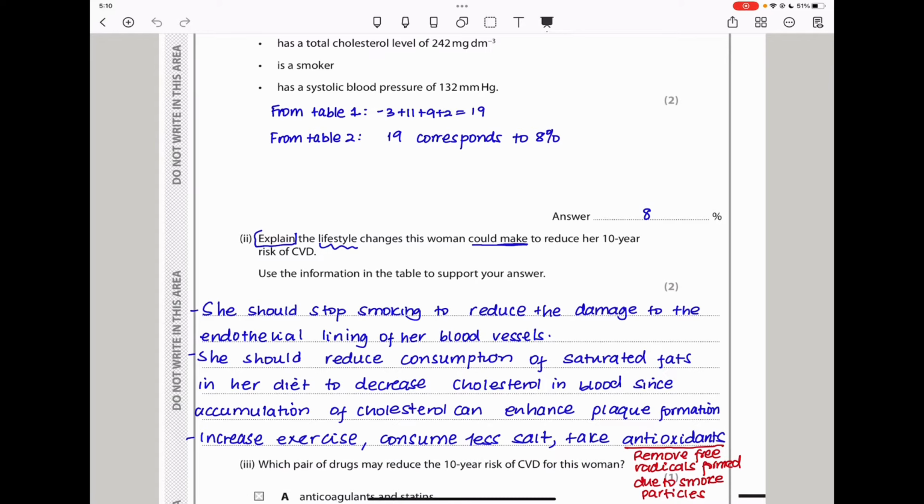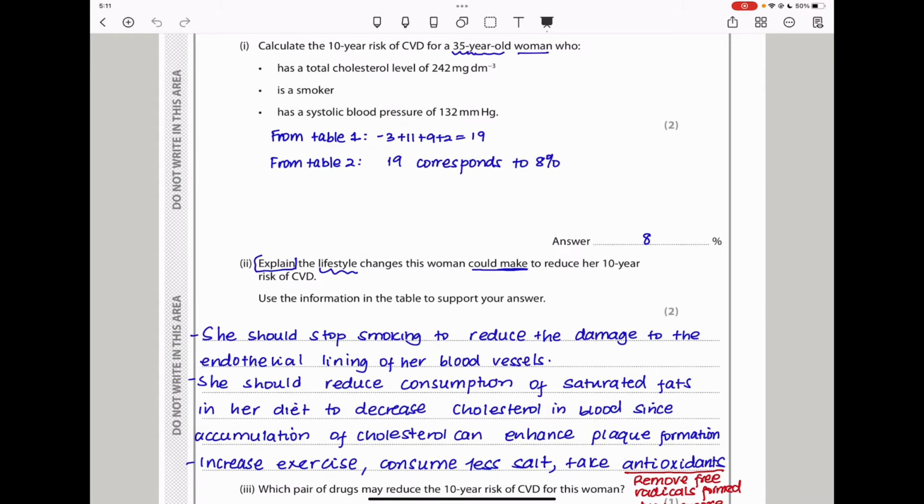So going down here, they say, explain the lifestyle changes this woman could make to reduce her 10-year risk of CVD. They want you to use information in the table to support your answer. So you saw the conditions this person has. The person is a smoker, and then she has a lot of total cholesterol. The total cholesterol in her body is not so high, but it's a bit high. And then the blood pressure is high as well.